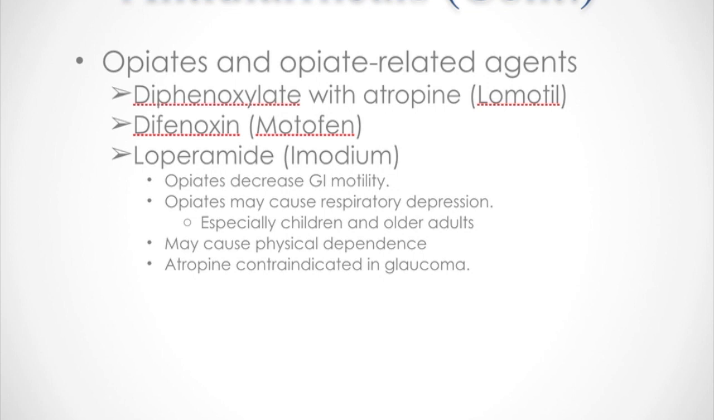Opioids decrease intestinal motility, thereby decreasing peristalsis. And constipation is a common side effect of opioids. The big difference between Lomotil and Imodium that you should know is that Lomotil can actually cause central nervous system depression. So children and older adults are more susceptible to that, and it can actually cause respiratory depression in them. So be sure to be cautious about Lomotil in comparison to Imodium.